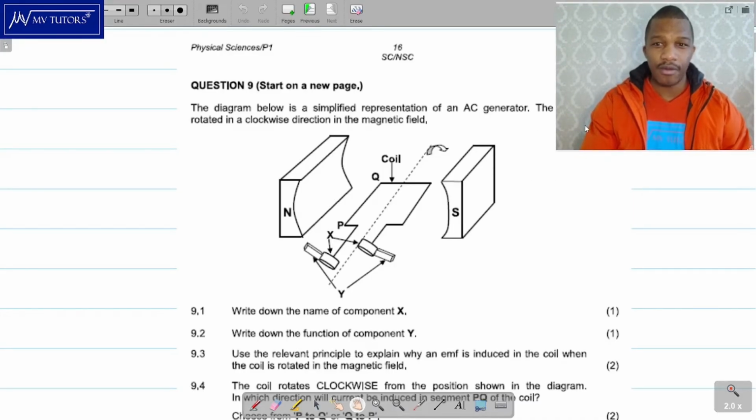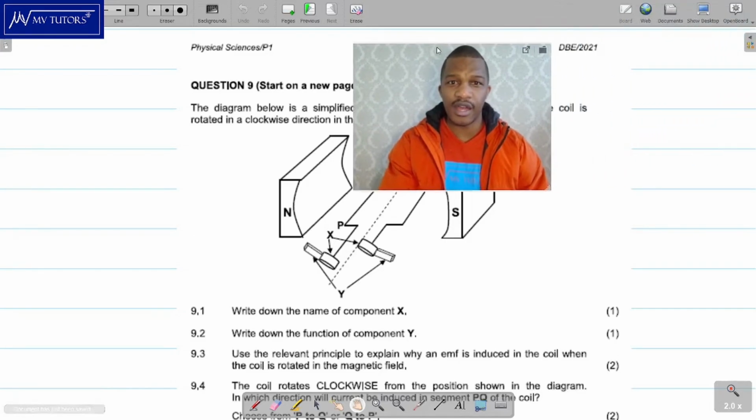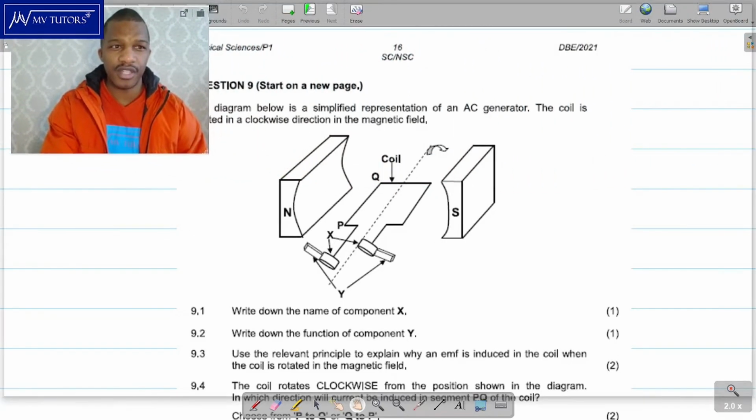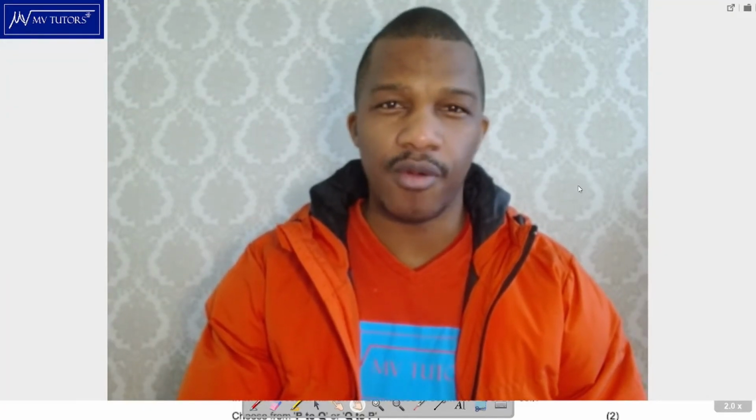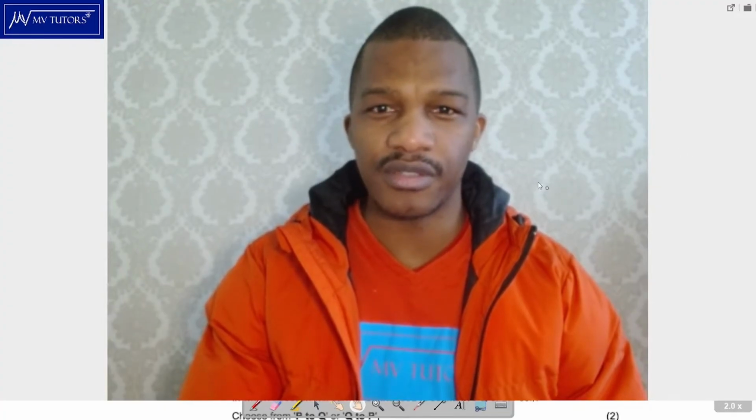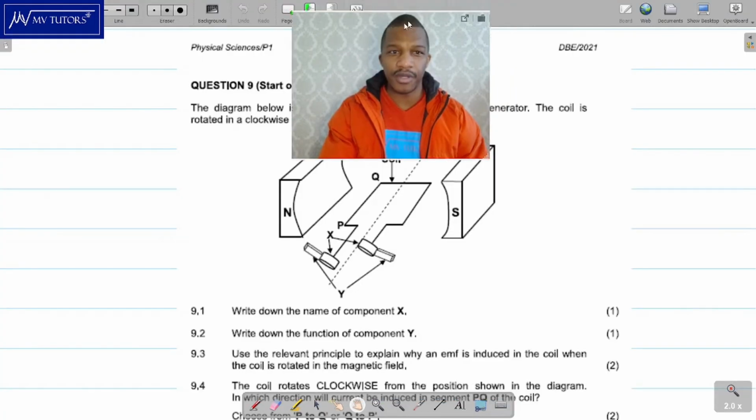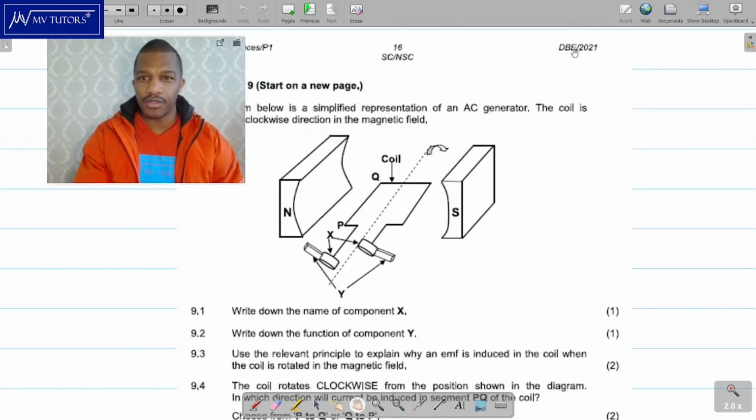Okay, now what are we doing today? Today we are doing the Paper 1 Physical Science. I just increased my screen. That is not what I wanted to do. Well, let's try decrease it. There we go. Now what I want to do is just show you that this is the 2021 June paper.